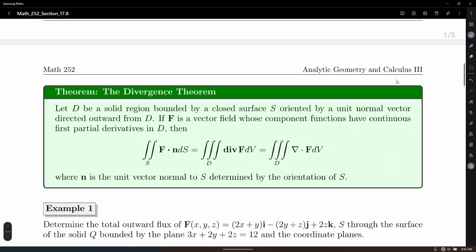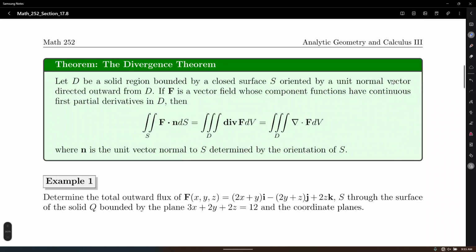So, let's have a look at the theorem. Let D be a solid region bounded by a closed surface. Closed surfaces only. We'll see why. Closed surface as oriented by a unit normal vector directed outward. Again, recall that surfaces that are closed have normal vectors that are directed outward from the solid.